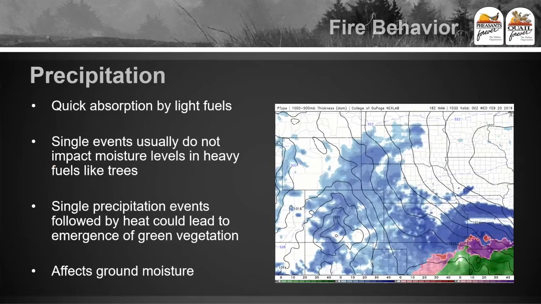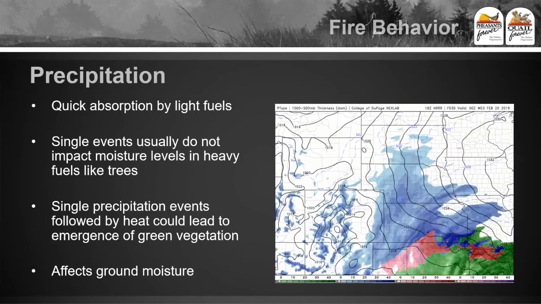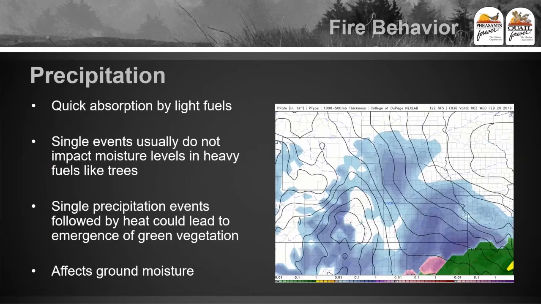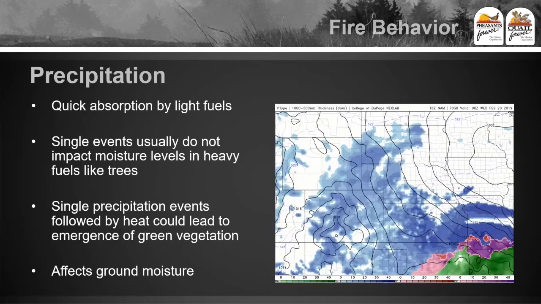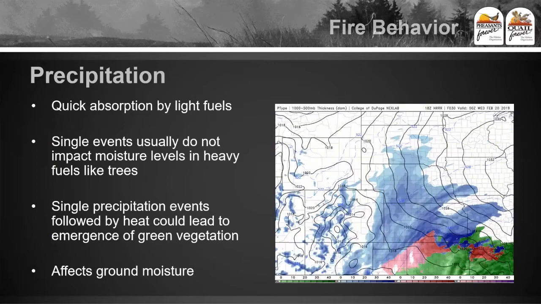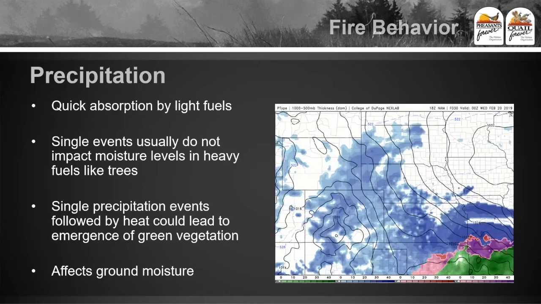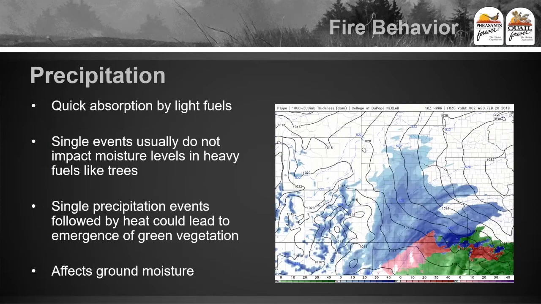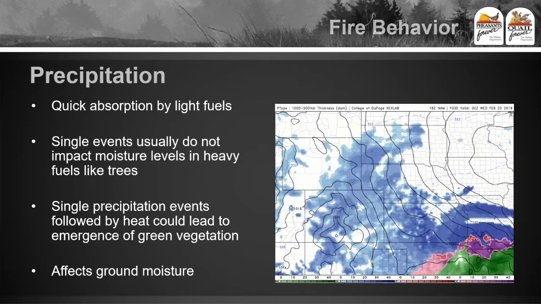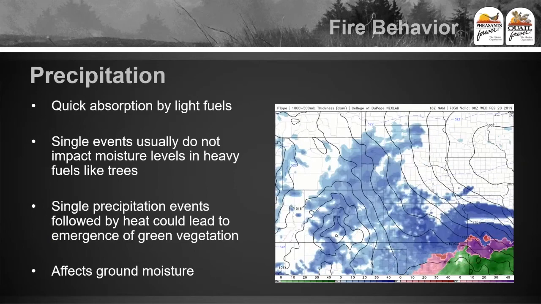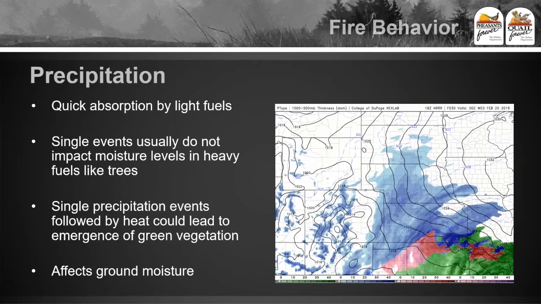Precipitation can also affect fire behavior. Like I said, if it rained a little bit in the morning in grassy fuels, by the afternoon you potentially could burn pretty well. Single events don't usually impact moisture levels in heavy fuels like trees, right? It takes a longer time to soak that up. Single precipitation events lead to emergence of green vegetation. So right now, if we get a good rain and it really warms up, we're going to start seeing the emergence of cool season grasses, which is going to affect our fire behavior.